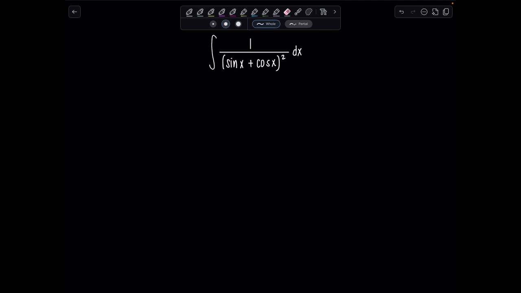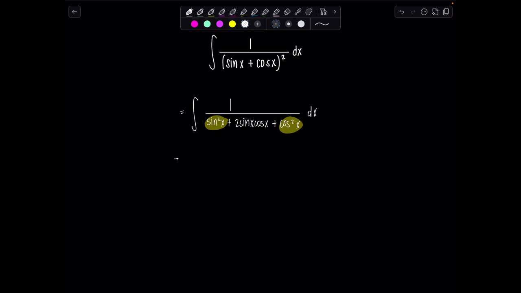To start off, I expanded the denominator, so I multiplied everything out. We have the antiderivative of 1 over, if I square that whole quantity, sine squared x plus 2 sin x cosine x plus cosine squared x dx. Hopefully it's jumping out at you: I've got a sine squared and a cosine squared, so let me replace both of those with just a 1. Now we have 1 over 1 plus 2 sin x cosine x dx.